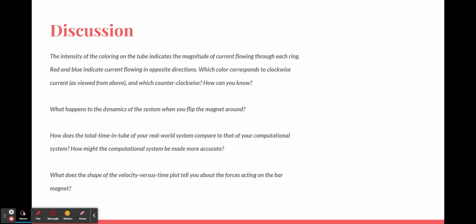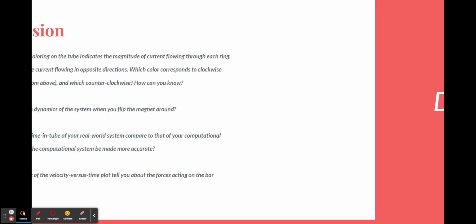How does the total time in tube with your real-world system compare to that of your computational system? How might the computational system be made more accurate? Well, the real world is slower due to the effects of air resistance, but the computational system can be made more accurate by adding more detail into the code. And what does the shape of the velocity versus time plot tell you about the force acting on your bar magnet? Well, ideally, the graph should be curved, which means that the forces would be unequal. But in this situation, since it's straight, the forces would be equal. But correctly, it should be curved.